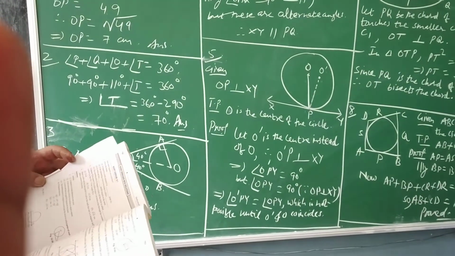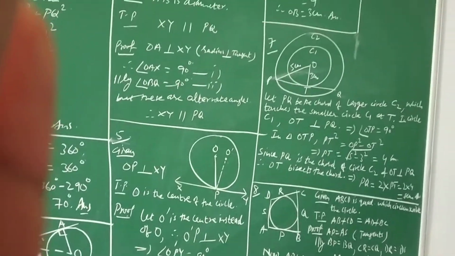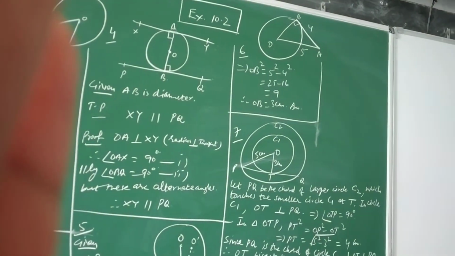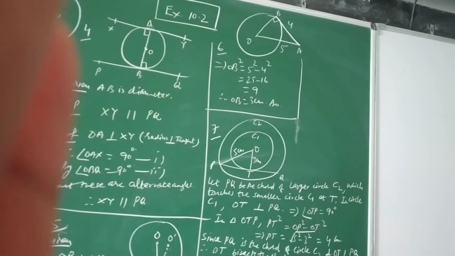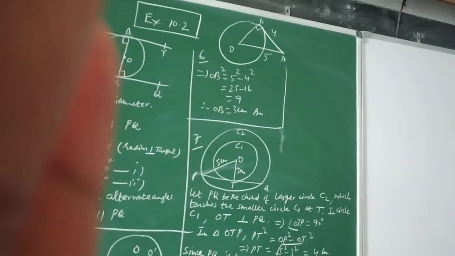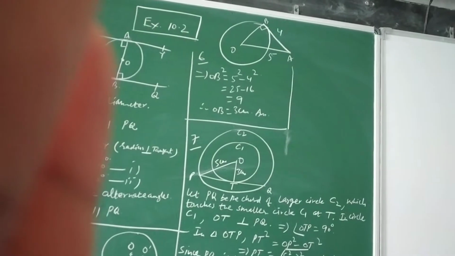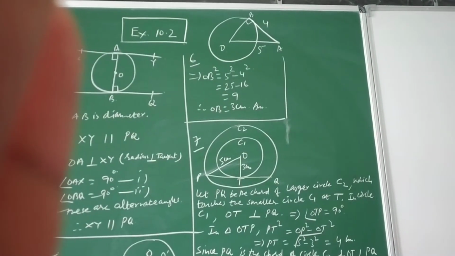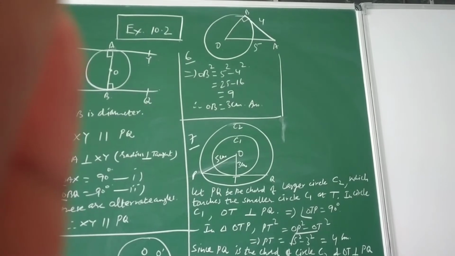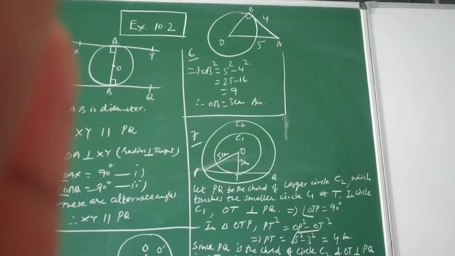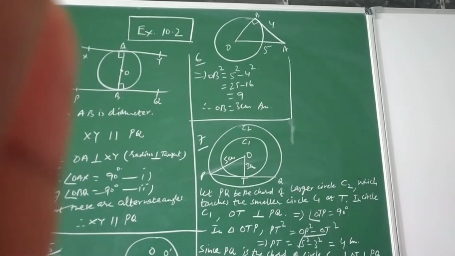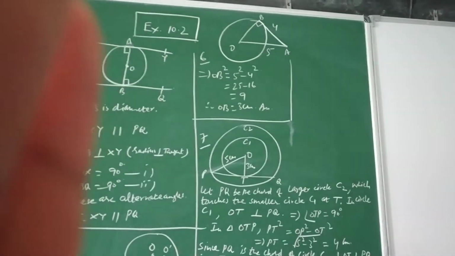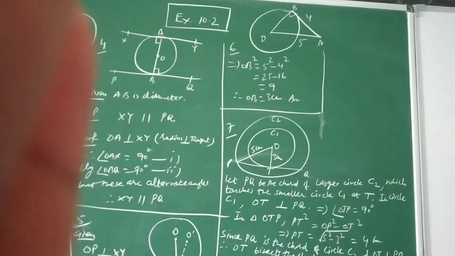Then number 6 is, the length of the tangents PA and PB from point P to a circle with center O are inclined to each other at an angle of 80 degree. So this is question number 6 now we are doing. The length of tangent at point A at a distance of 5 cm from the center of the circle is 4 cm. You need to determine the radius of the circle.